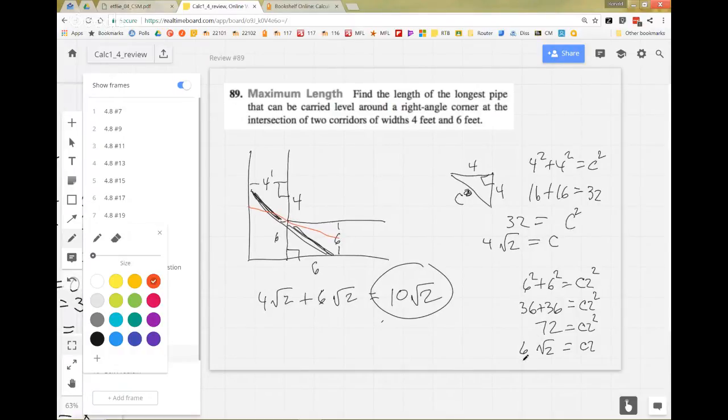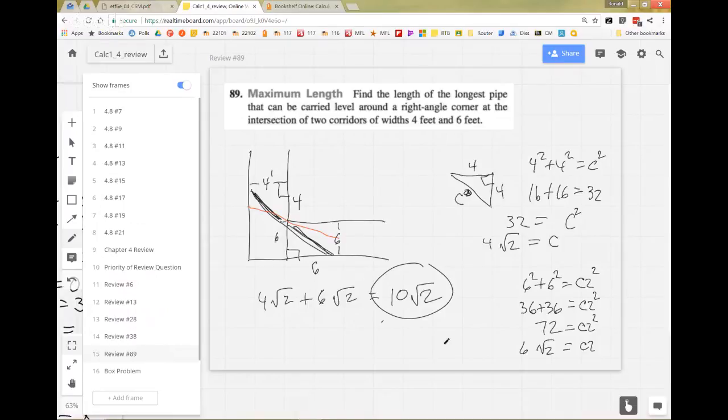And the hypotenuse of that is 6 times the square root of 2. And if you add the two together, that'll give you the total length of the pipe. You should get 10 times the square root of 2. Square root of 2 is 1.4, so this is actually what, 14 point something? Yeah, it's something like 14.1.